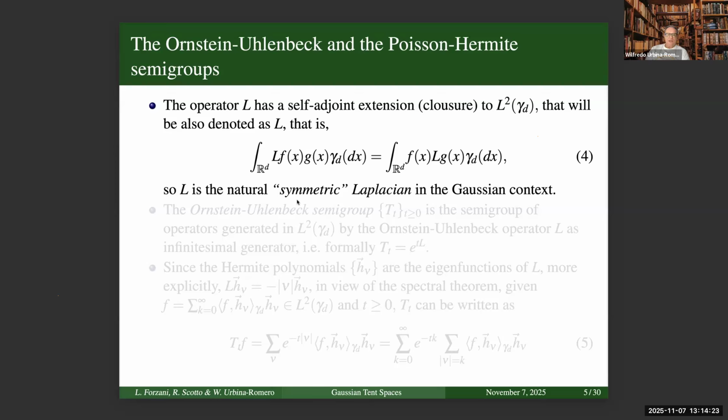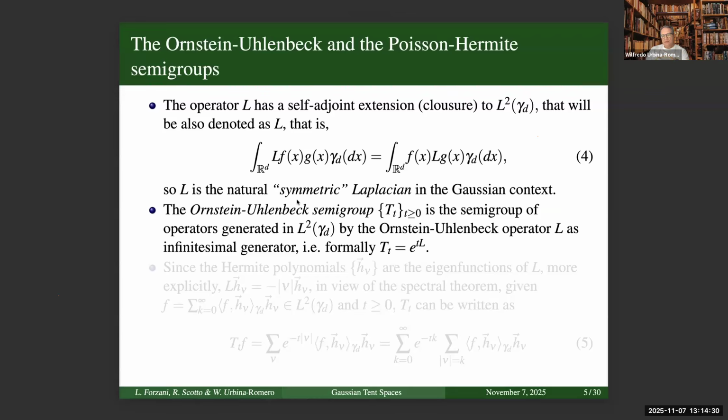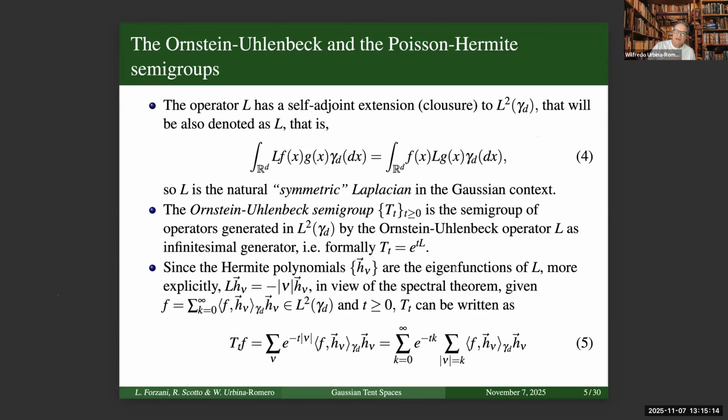The other ingredient is the Ornstein-Uhlenbeck semigroup, which is the semigroup generated by the Ornstein-Uhlenbeck operator. Formally speaking, these are the exponentials. The Ornstein-Uhlenbeck operator is a negative operator. Similar to what you do in linear algebra, where you can define exponentials of a matrix, but those operators are bounded. In this case, L is an unbounded operator, but still you can make sense out of this semigroup.